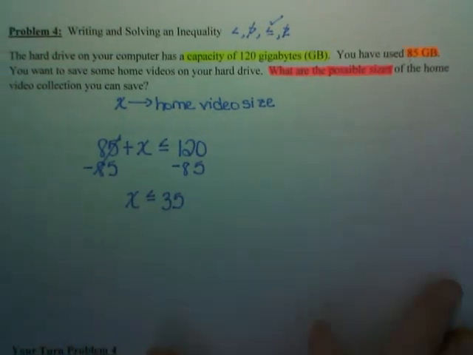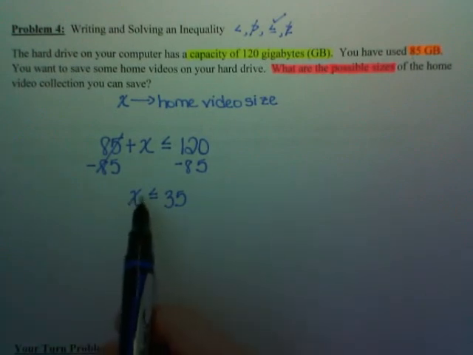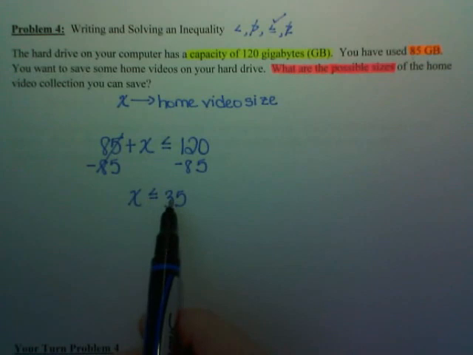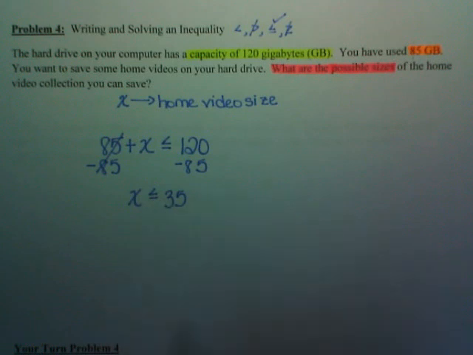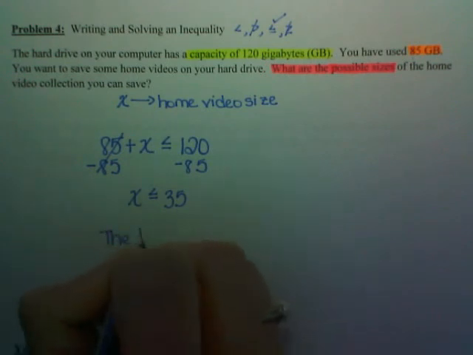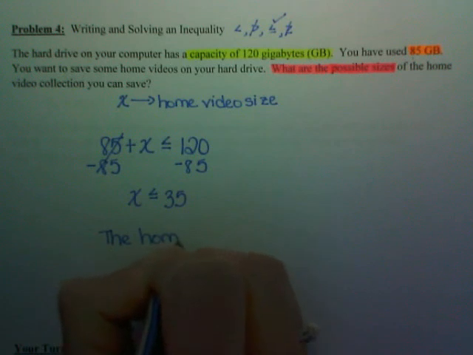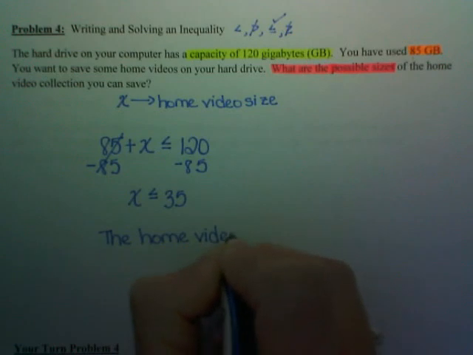So this is my solution and it is correct. I can have any size video as long as it's less than or equal to 35 gigabytes. I can have multiple videos as long as when I add them together they're less than or equal to 35 gigabytes. So that's what you need to make sure that you define. And I'm just going to write out a sentence, especially since this is a word problem. It's always good to conclude what your inequality is actually stating.